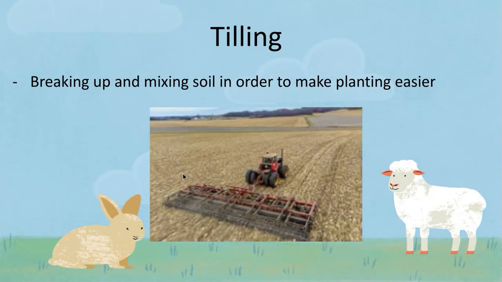Tilling. Tilling is the process of breaking up and turning over the top layer of soil in order to prepare the soil for planting. This practice typically involves machinery and excessive digging and stirring of soil.